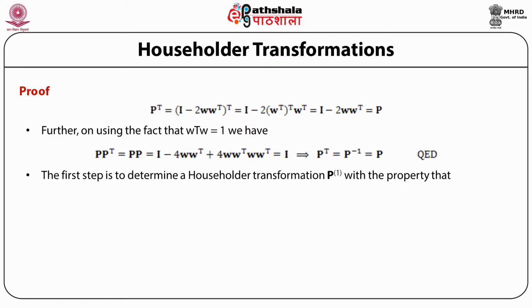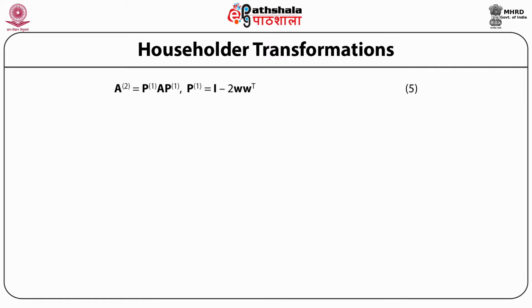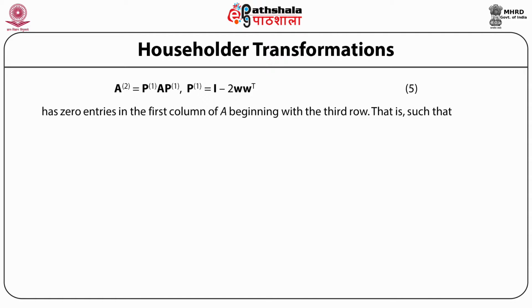The first step is to determine a Householder transformation P1 with the property that A raised to power 2 equals P raised to power 1 into A into P raised to power 1, where P raised to power 1 equals I minus 2 W into W transpose, has 0 entries in the first column of A beginning with the third row.